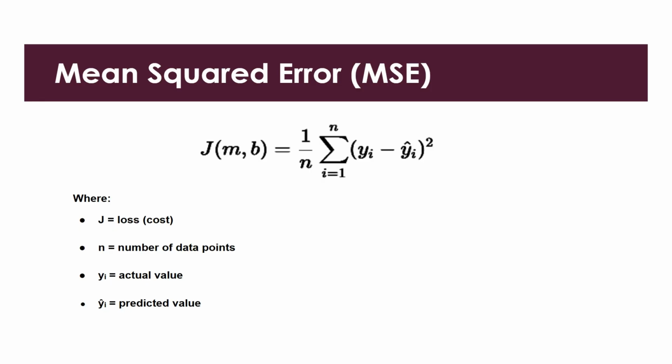Mathematically, this is written as J, which represents the cost or loss of our model. Our goal is to make J as small as possible.